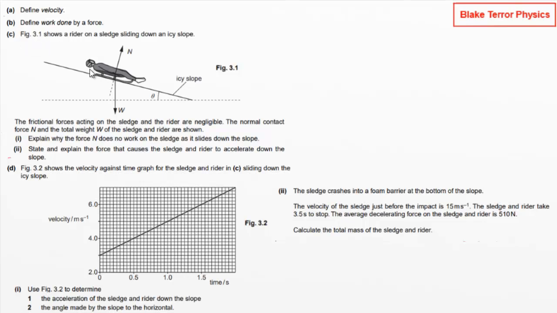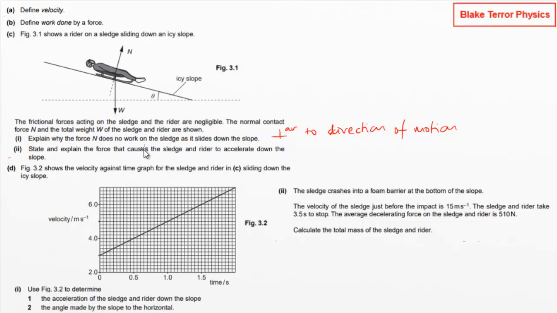Right, figure 3.1 shows a rider on a sledge sliding down an icy slope. Frictional forces acting on the sledge and the rider are negligible. They've drawn on the forces on the force diagram. Explain why force N does no work on the sledge as it slides down the slope. Right, so we need to say that it is perpendicular to the direction of motion. So that fits in with the definition of work that we gave earlier in the question.